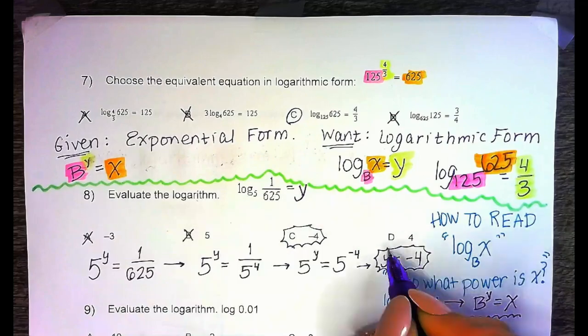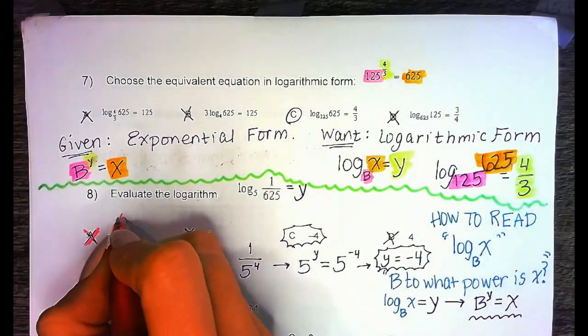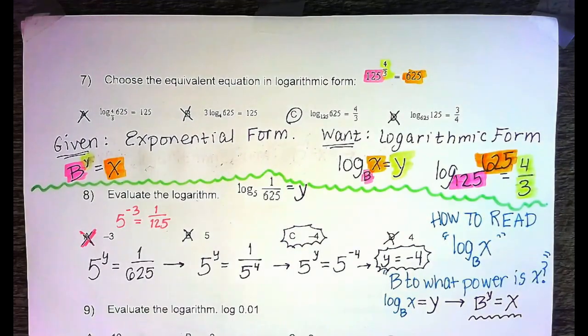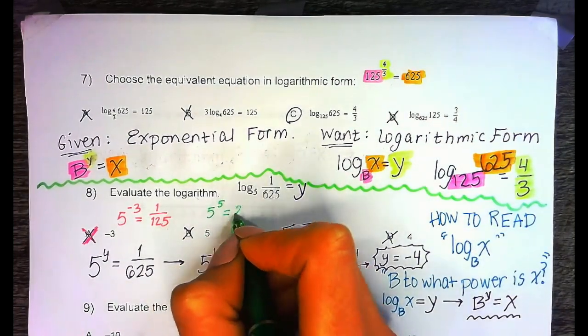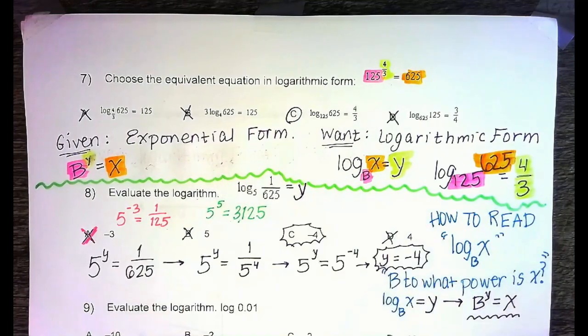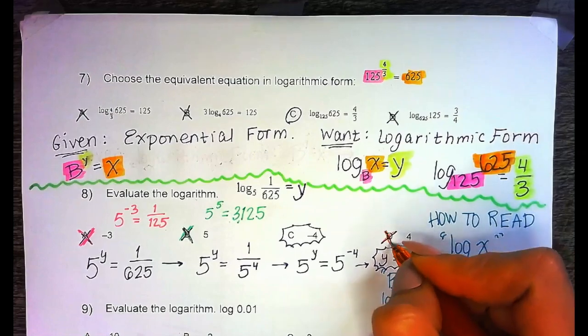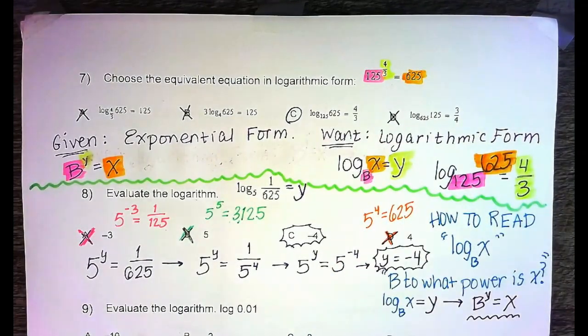Just as a quick review of negative exponents, 5 to the negative 3rd, if A were the answer, would equal 1 over 125. 5 to the 5th power, if B was the answer, would equal 3,125. And last, 5 to the 4th power is just 625.